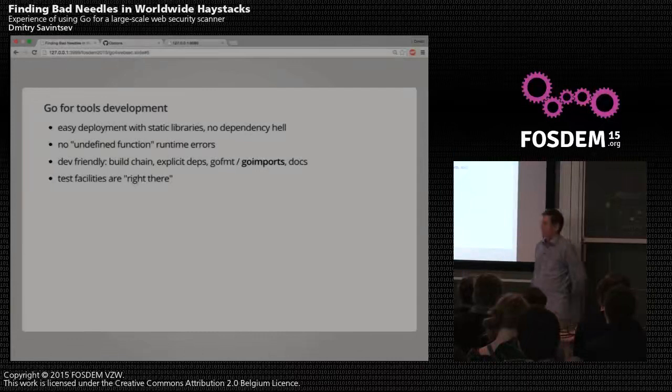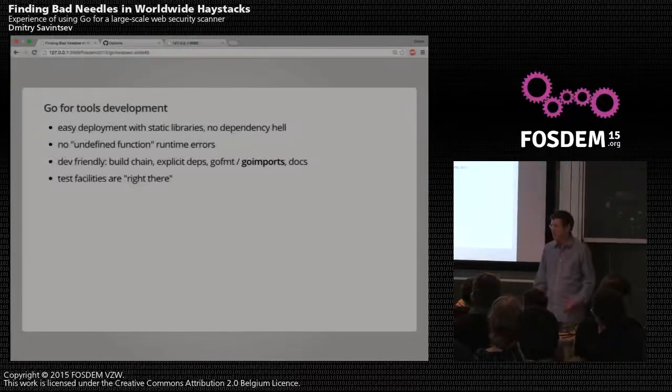Well, I really got to like Go. If you've seen Andrew's talk on why he liked Go, there are a lot of things that I like as well, starting from Go format. That was a revelation. That's exactly, I think, how it should work. But especially for tools development, and not just for ops. The advantage is that it's easy to deploy with static libraries. You don't have this dependency hell. There are usually fewer runtime errors, undefined functions, undefined symbols.